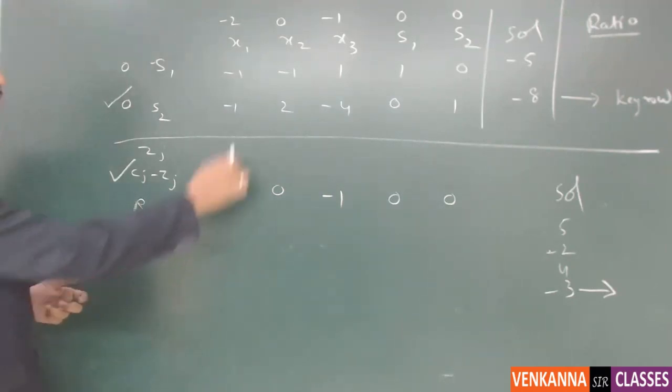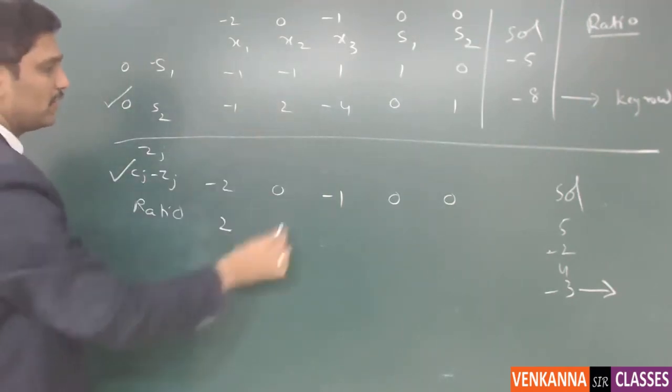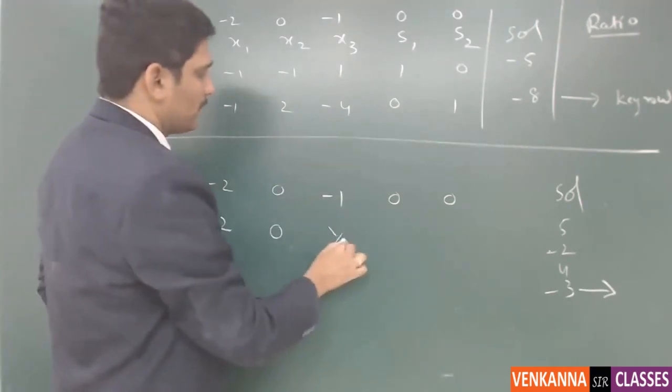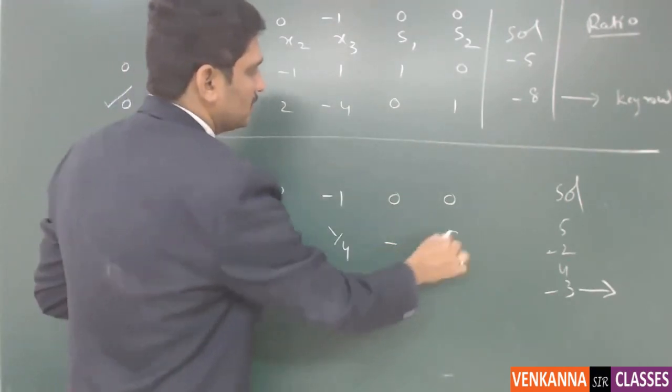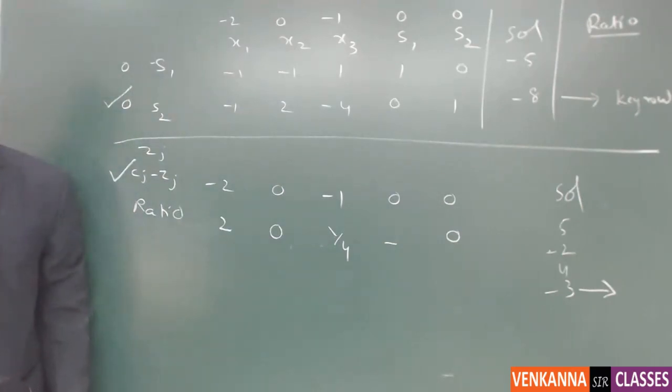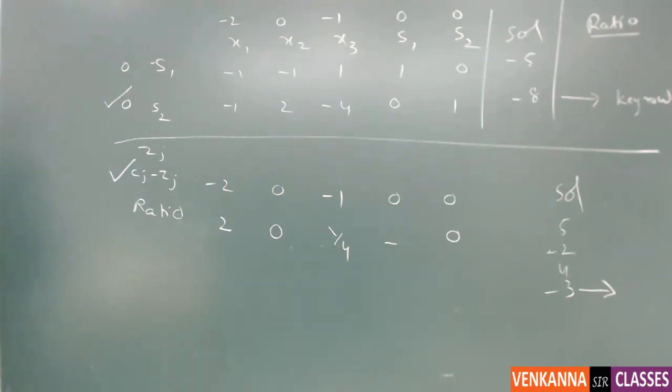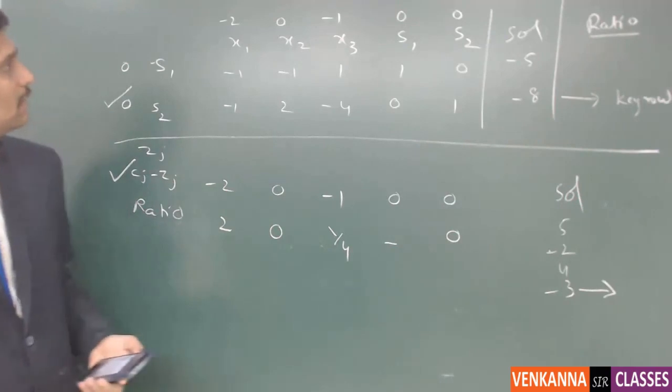Now here, -2 by -1 is 2, 0 by 2 is 0, 1 by 4. This is undefined. This is 0. Accepted? Fine. Now, which one are we going to take as the key element, the pivot element? x1.